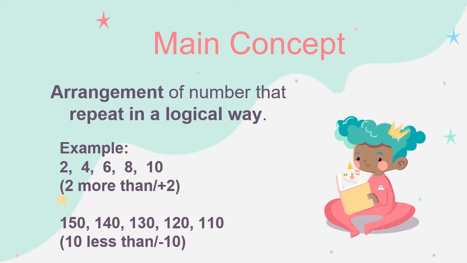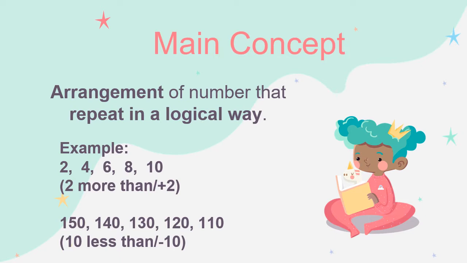Miss gives you two examples here. You see example 1: 2, 4, 6, 8 and 10. So the logical way is 2 more than. 2 plus 2 becomes 4. 4 plus 2 becomes 6. 6 plus 2 again becomes 8. 8 plus 2 again becomes 10. That is an arrangement of numbers 2, 4, 6, 8 and 10. They repeat in a logical way, that is plus 2 or 2 more than.